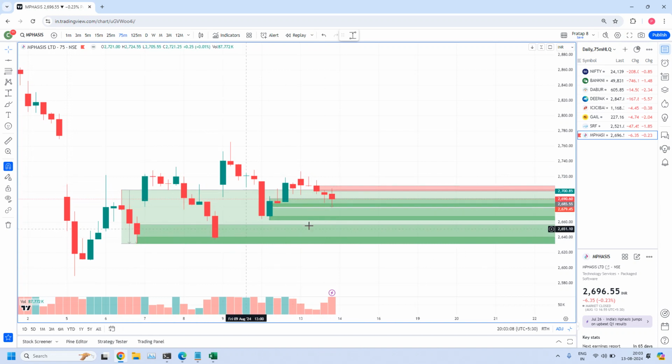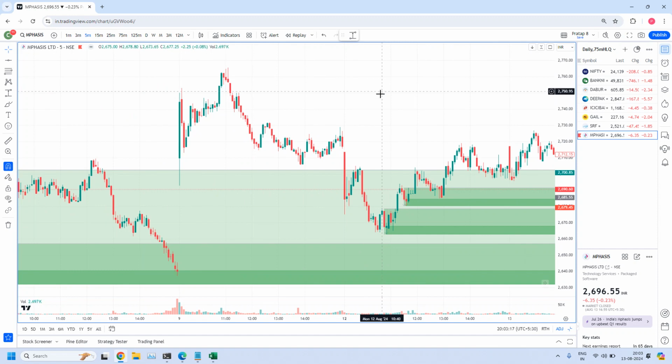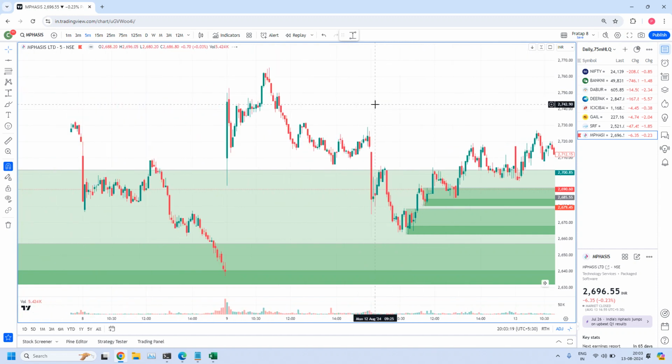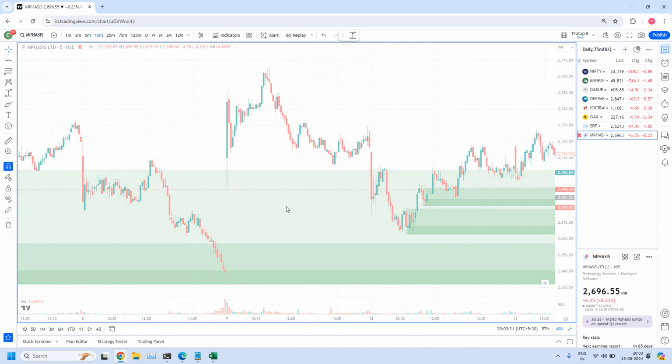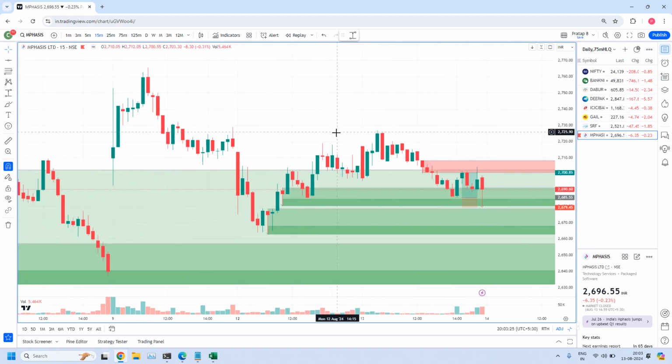This 75-minute zone is fine-tuned with the 15 minutes time frame. Sorry for my mistake, 75 is fine-tuned with the 15 minutes time frame. We have multiple zones here. We have a rally, base, rally. And again we have a rally, base, 2 base candles and a rally candle.